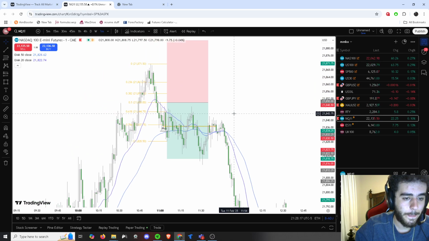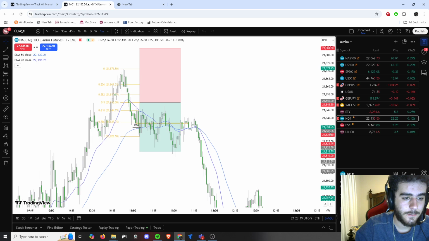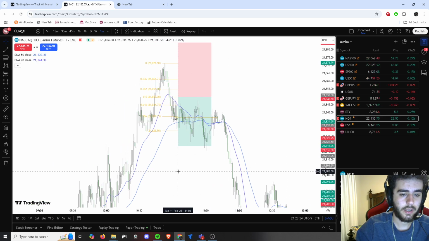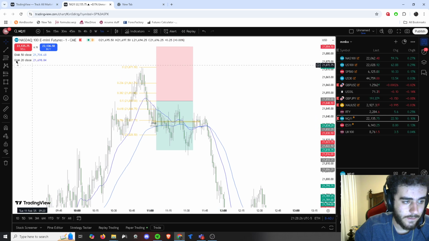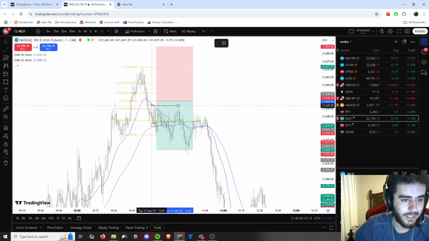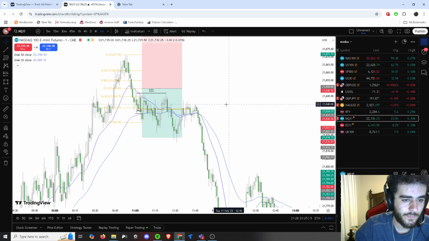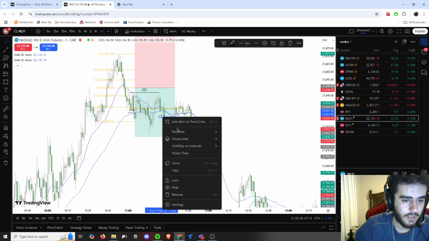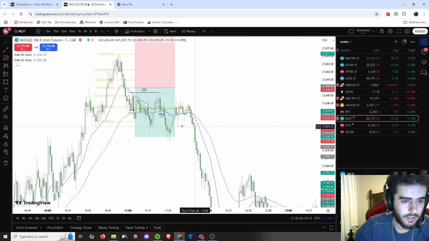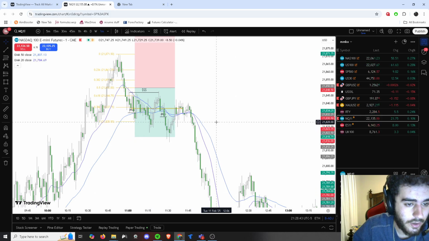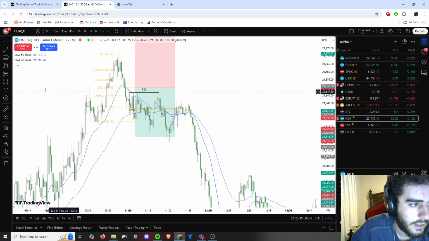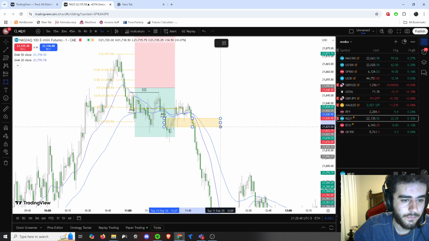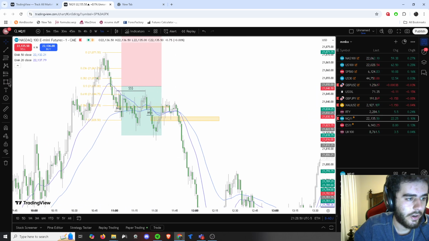That's okay. Why? Because we see another liquidity sweep right here, small liquidity sweep, still okay, and now a market structure shift again. Market structure shift, not on this candle, but on the next candle, and it created a fair value gap, and there are entries here.